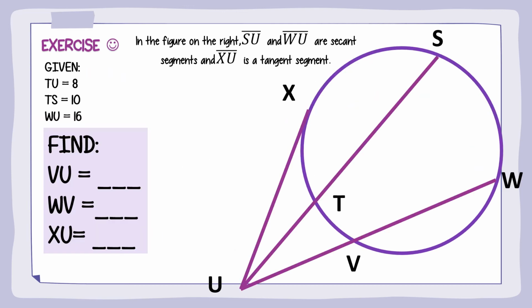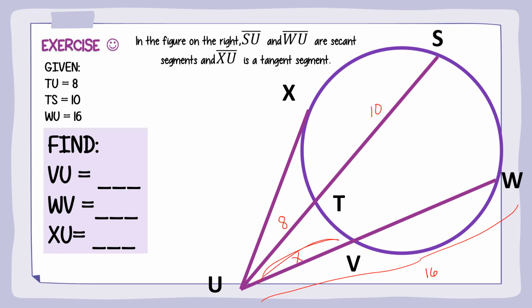Okay. More exercises. In the figure on the right, segment SU and segment WU are secant segments and segment XQ are tangent segments. So, ilagay natin muna yung mga given. Si TU daw ay 8. And then TS ay 10. And then WU, yun yung isang buo, isang buo ay 16. Okay, for the first one, you're asked to find for the measurement from V to U. Okay, this one.